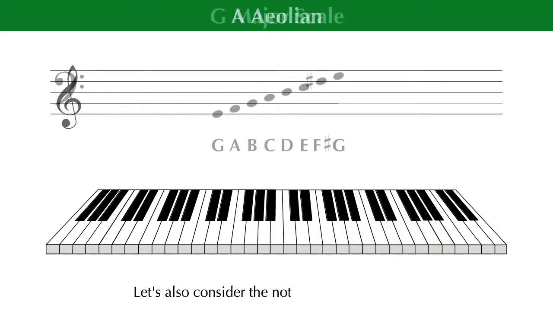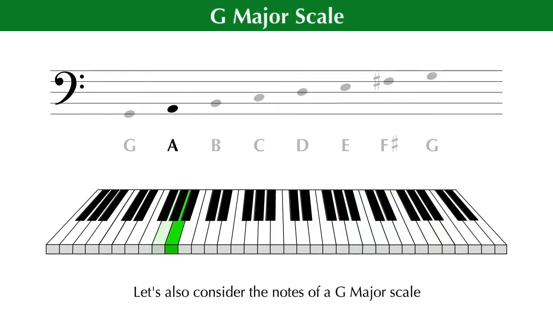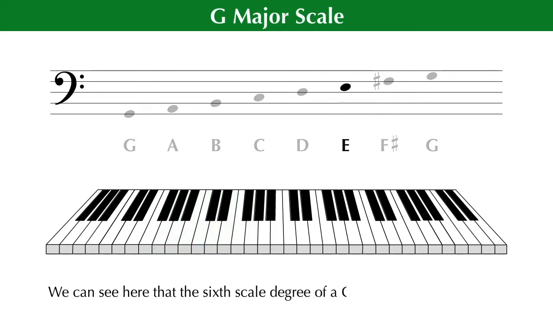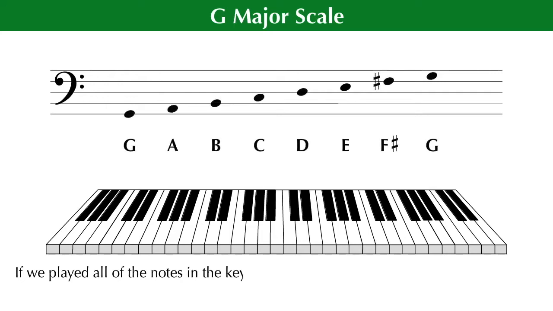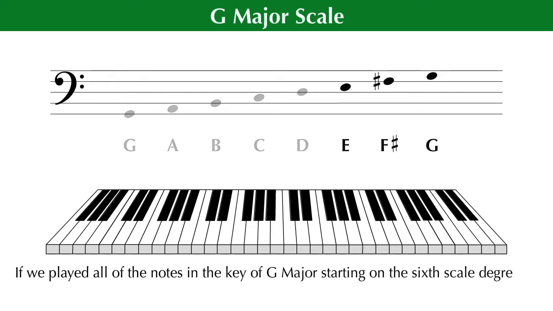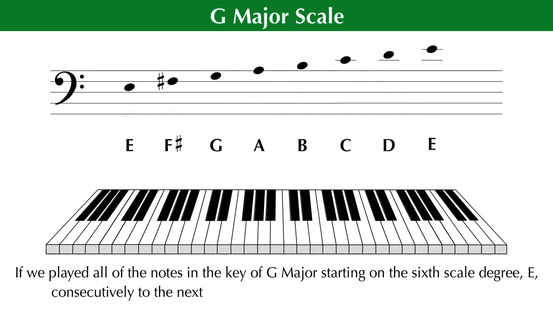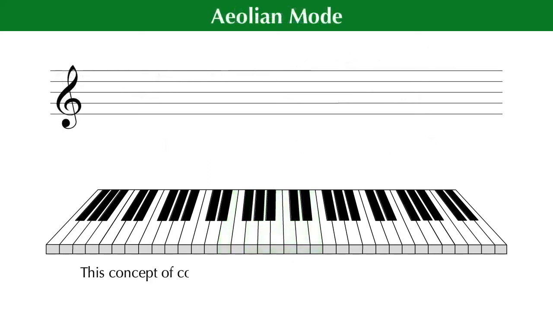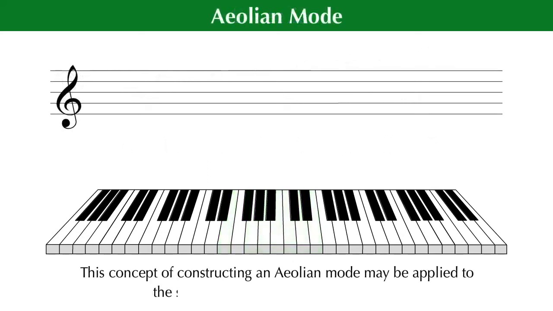Let's also consider the notes of a G major scale. We can see here that the sixth scale degree of a G major scale is the note E. Therefore, if we played all of the notes in the key of G major, starting on the sixth scale degree E, consecutively to the next E one octave above, we will be playing E Aeolian. This concept of constructing an Aeolian mode may be applied to the sixth scale degree of any major scale.